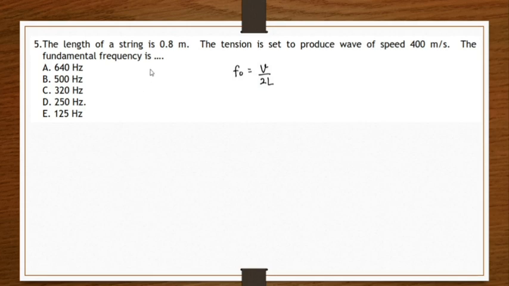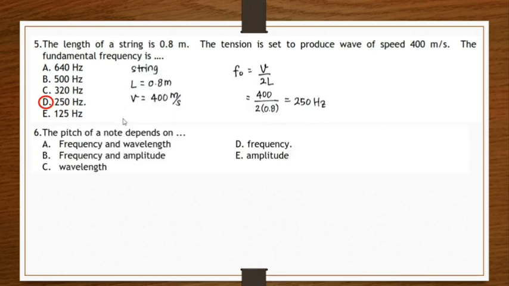Number 5, the length of a string is 0.8 meters. The tension is set to produce a wave of speed 400 meters per second. We want to find the fundamental frequency. The fundamental frequency f0 is v over 2L. So the length is 0.8 meters. v is given as 400 meters per second. So f0 will be 400 divided by 2 times 0.8. It is equal to 250 hertz. The answer is D.